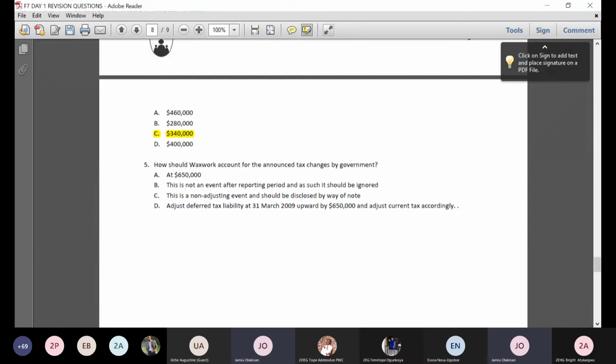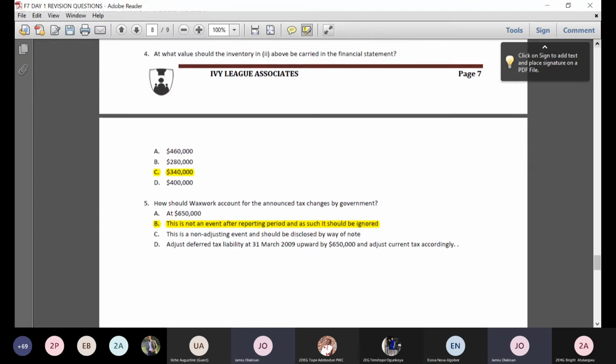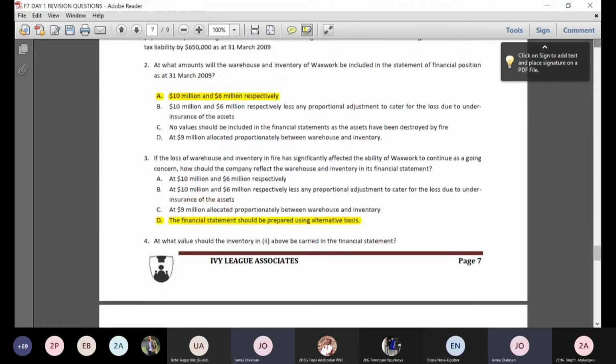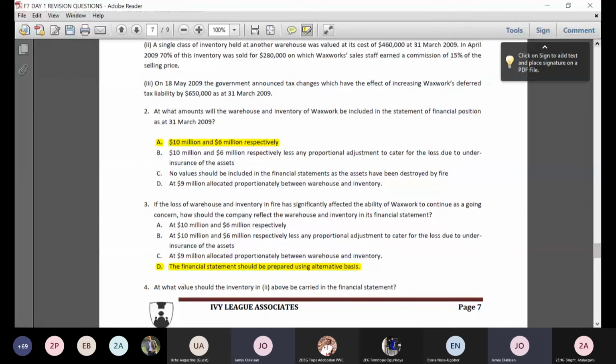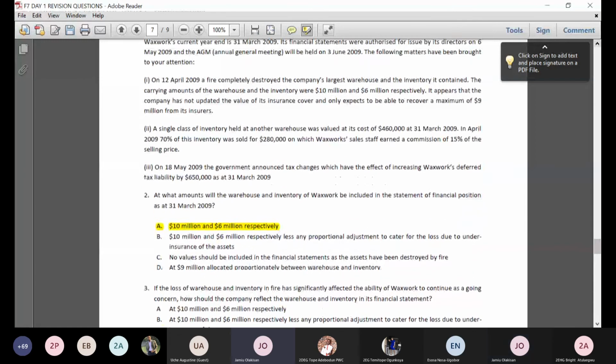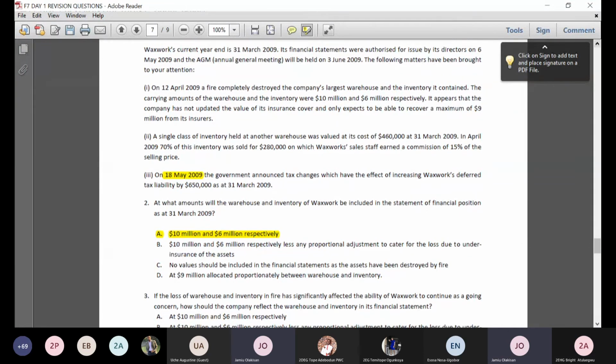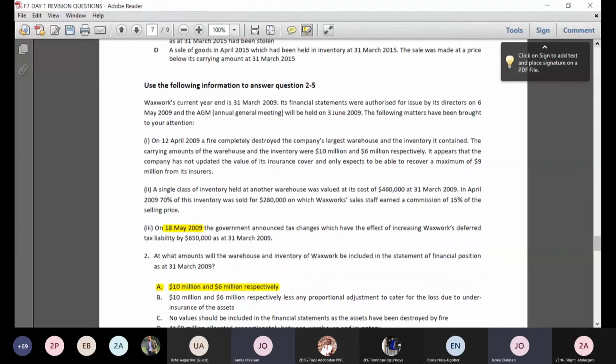B for ball. Are you surprised? It is B. This is not an event after the reporting period, and as such should be ignored. You know why? It would have been a non-adjusting event if not for when did that event occur? According to this note 3, it occurred on 18 May, right? Fantastic. When were the financial statements authorized for issue?